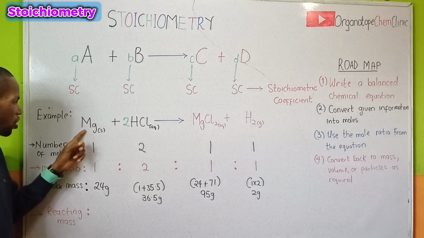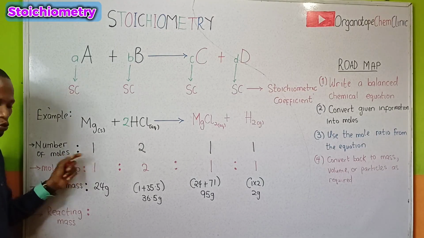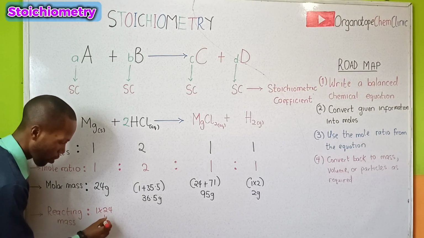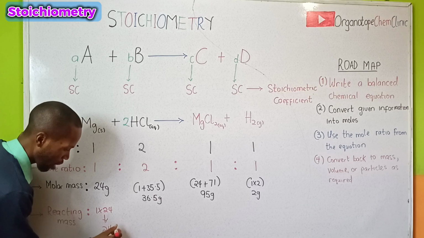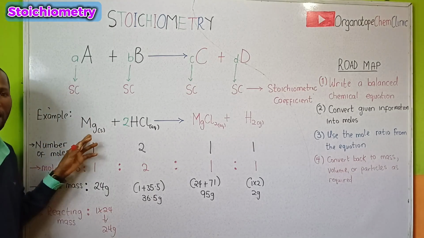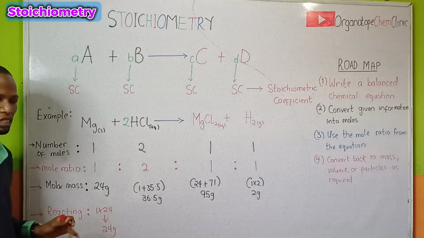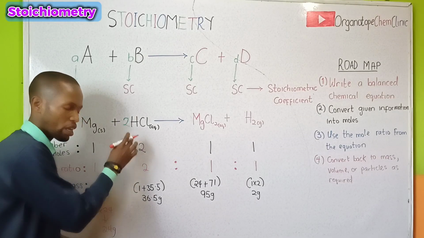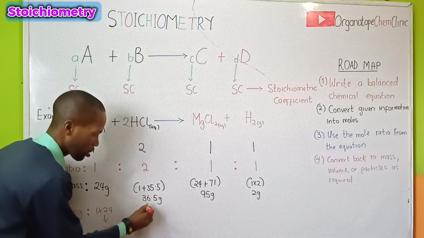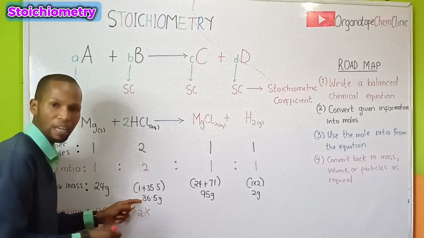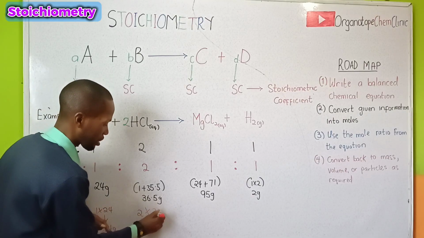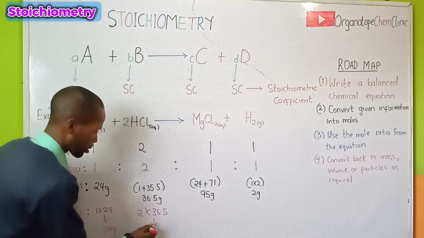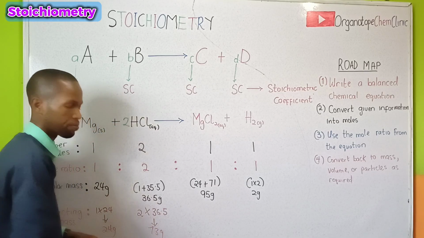Note that the coefficient of magnesium right here is 1. So I have 1 times 24, which gives us 24 grams. So the reacting mass of magnesium is 24. Can we proceed to hydrochloric acid? We have the stoichiometric coefficient as what? 2 times the molar mass of hydrochloric acid, which is 36.5. So this results to 73 grams.